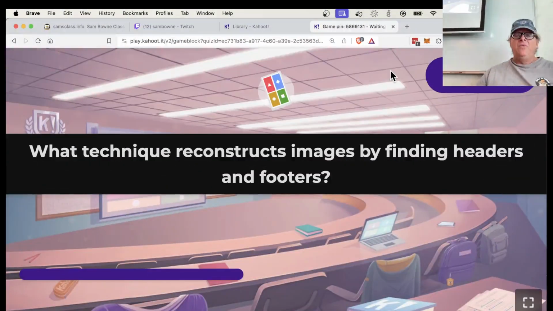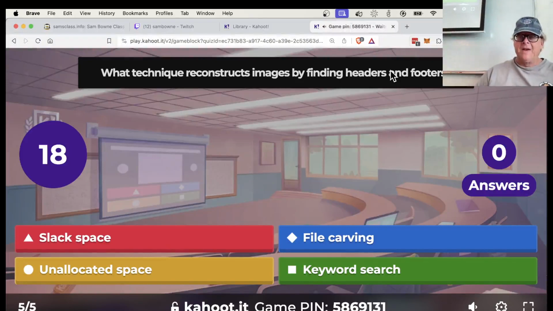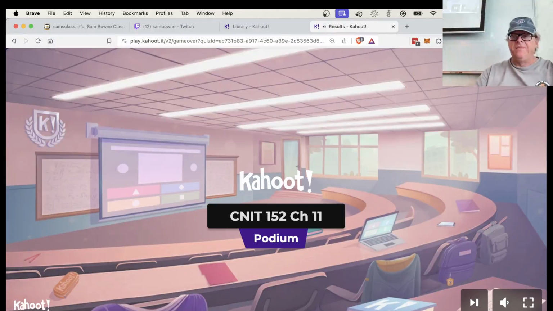And what technique finds headers and footers to reconstruct images? That's file carving. Good.